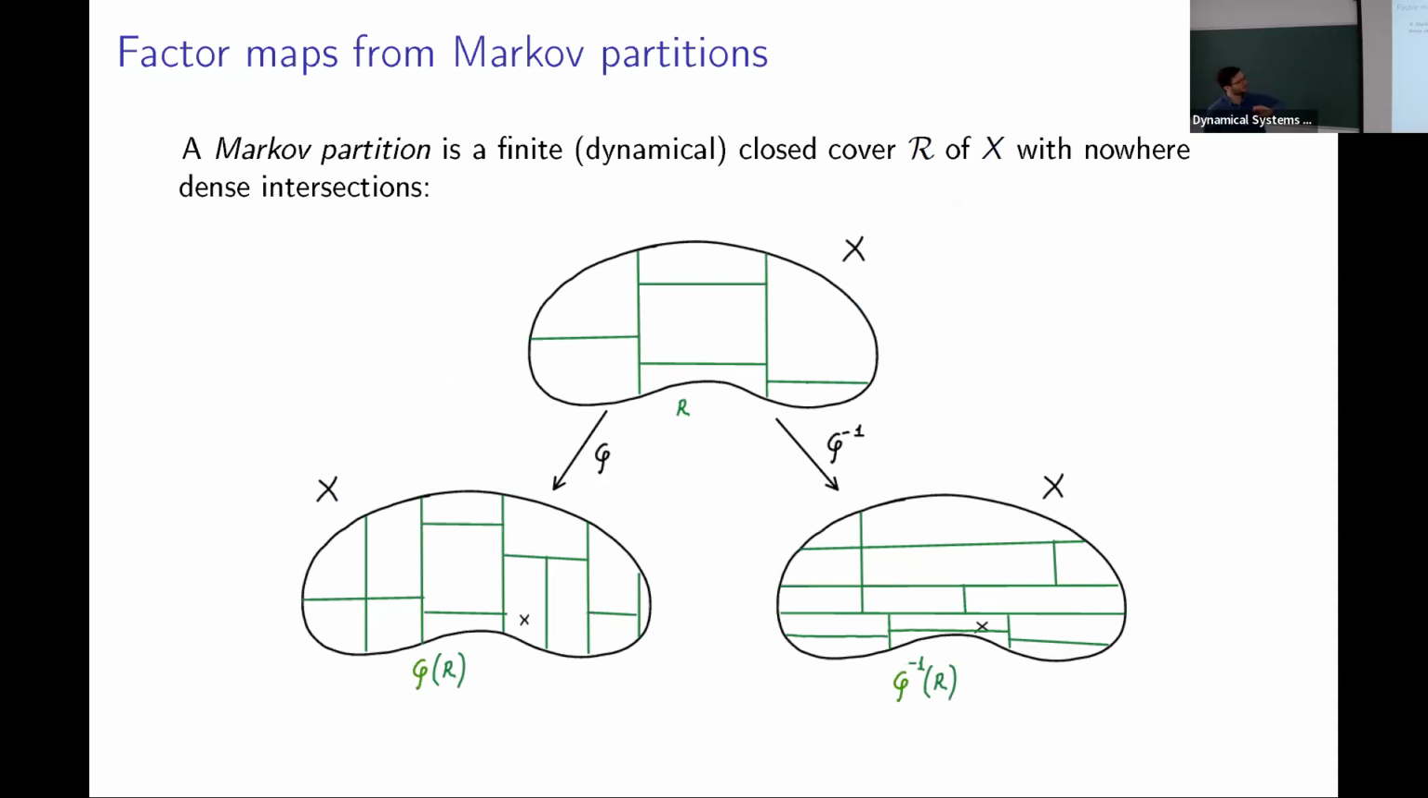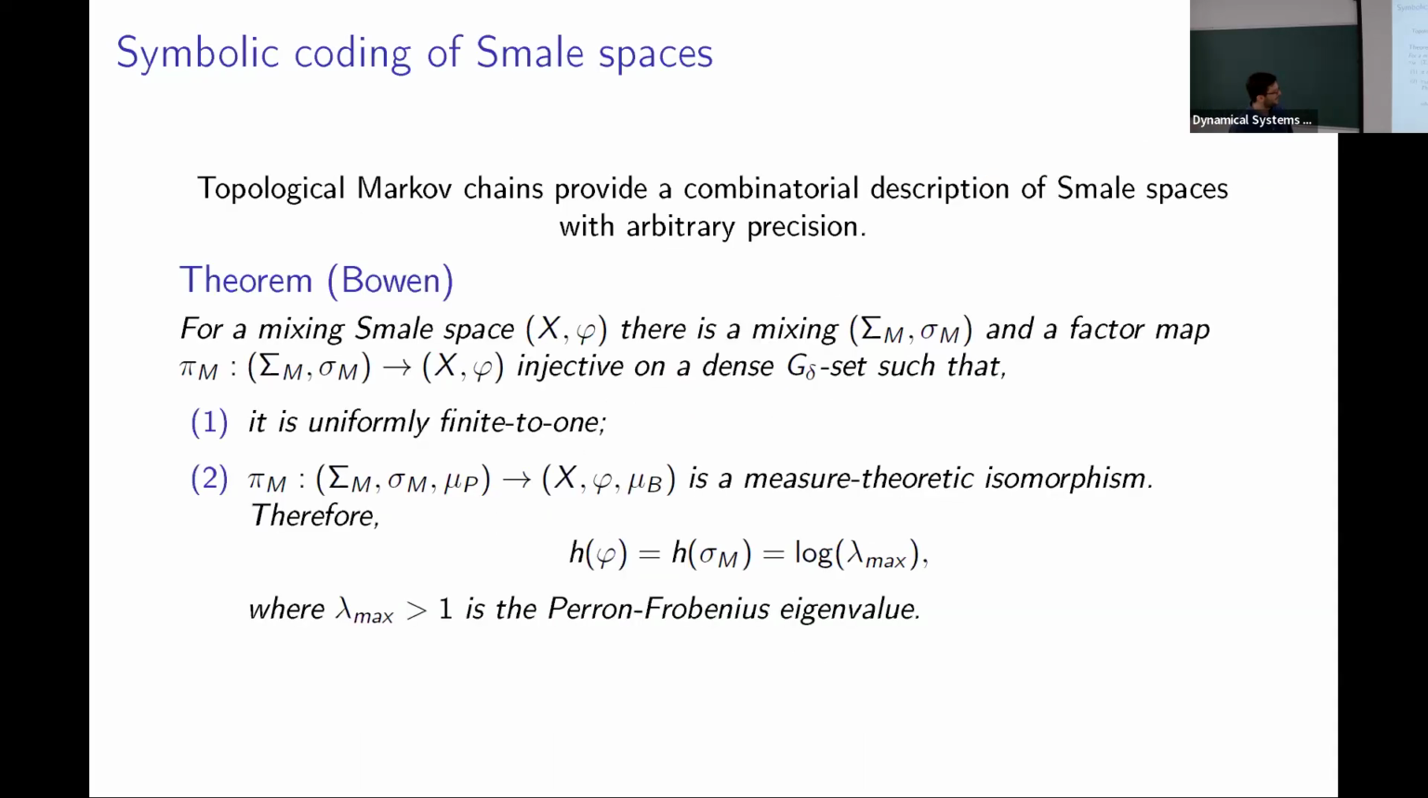So lambda max will be some algebraic number. It's the highest eigenvalue that you get from the Perron-Frobenius theorem, and it's greater than 1 because of irreducibility, in particular the mixing property. So that means that the entropy of this mixing Smale space is the logarithm of an algebraic number, right? Yes, exactly.